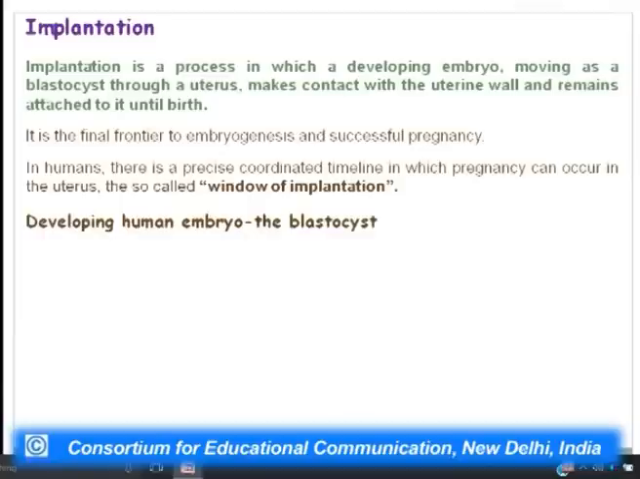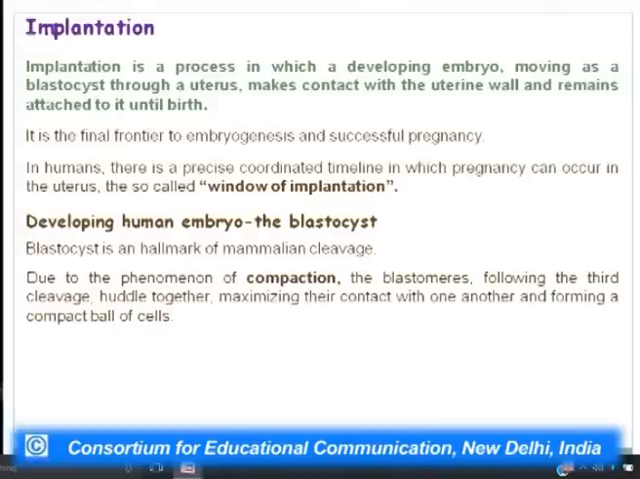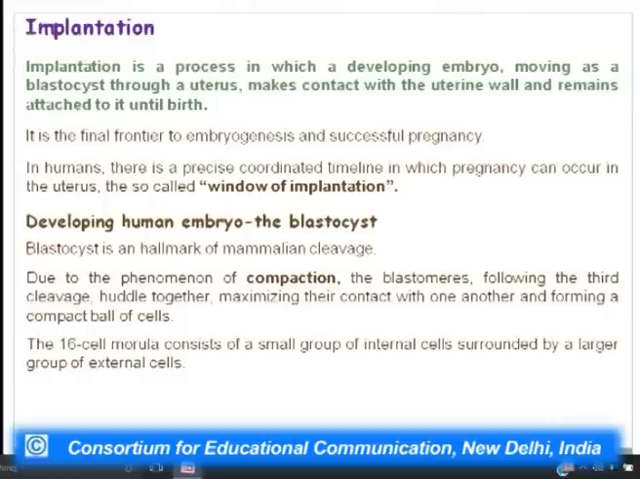The developing human embryo is the blastocyst. The blastocyst is a hallmark of mammalian cleavage. Due to the phenomenon of compaction, the blastomeres following the third cleavage huddle together, maximizing their contact with one another and forming a compact ball of cells. So when cleavage is taking place, a peculiar phenomenon called compaction occurs in human development, when the blastomeres just huddle together and form a compact ball of cells.